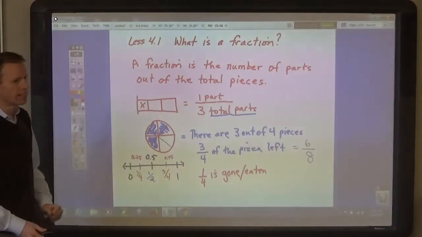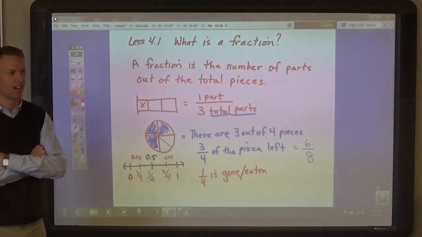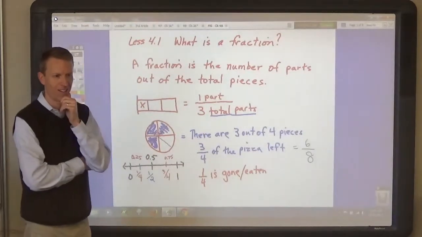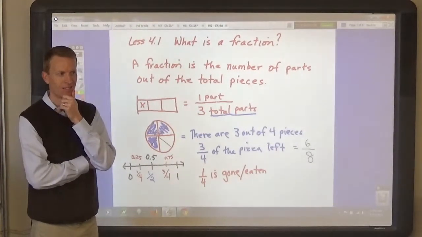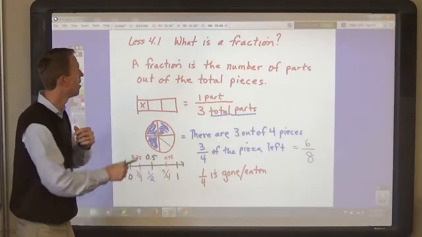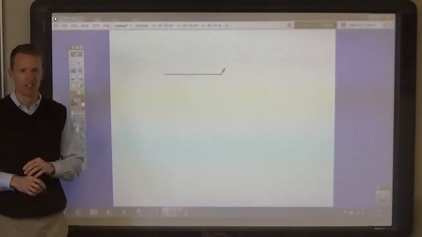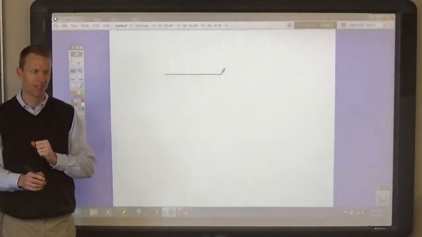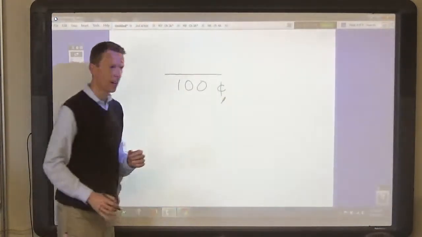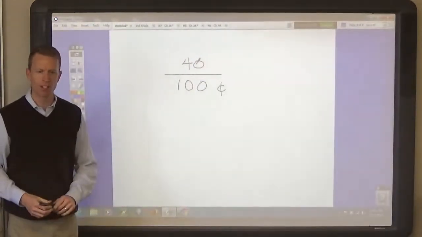How about 40 cents? How much is 40 cents of $1? How would you write that? How many cents are in $1? 100. 100, right? So what is that? That's in our fraction. Ethan. There's 100 at the bottom. Good. 100 cents, right? And then 40 at the top. How much of $1 is that?